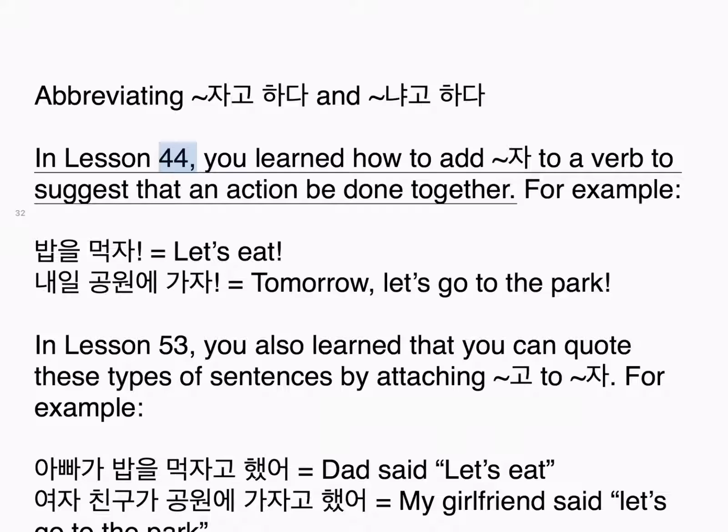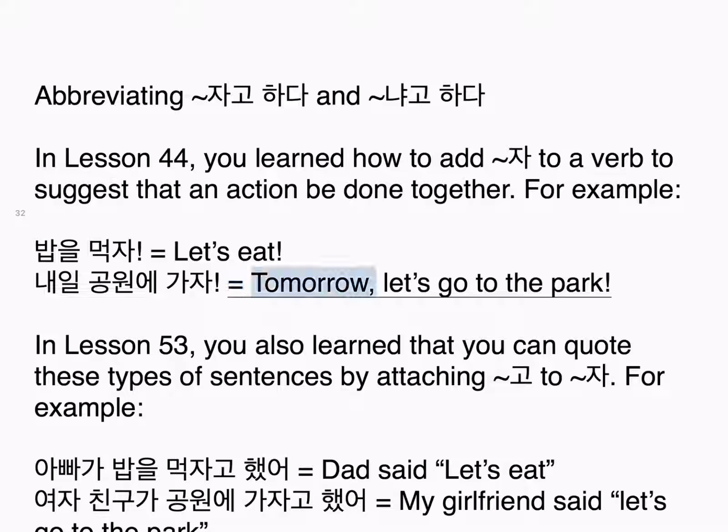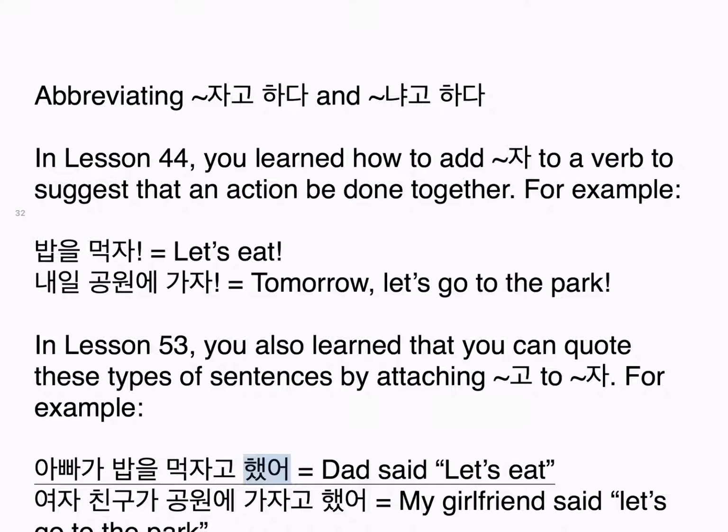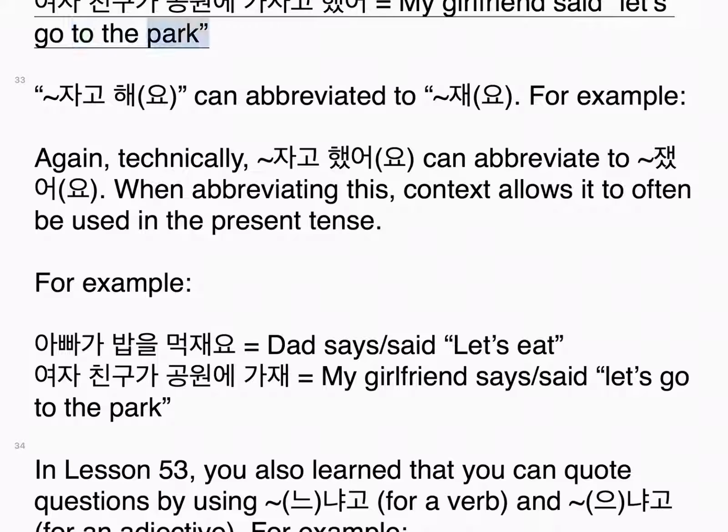In lesson 44, you learned how to add 자 to a verb to suggest that an action be done together. For example, 밥을 먹자. Let's eat. 내일 공원에 가자. Tomorrow, let's go to the park. In lesson 53, you also learned that you can quote these types of sentences by attaching 고 to 자. For example, 아빠가 밥을 먹자고 했어. Dad said let's eat. 여자친구가 공원에 가자고 했어. My girlfriend said let's go to the park.